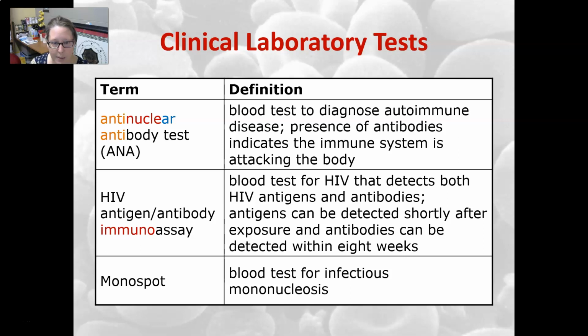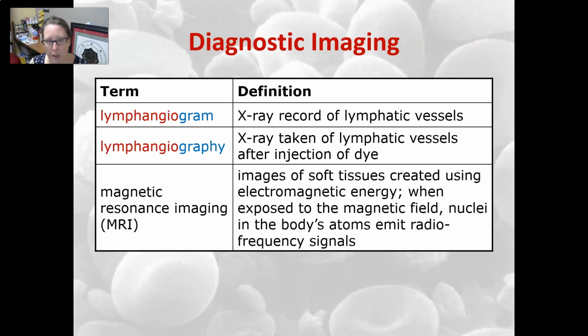HIV antigen antibody immunoassay is a blood test for the HIV that detects both the HIV antigens and antibodies to HIV. The antigens can be detected shortly after exposure, and then the antibodies can be detected within 8 weeks. And so this has been the test now for HIV. The monospot is a blood test for infectious mono.